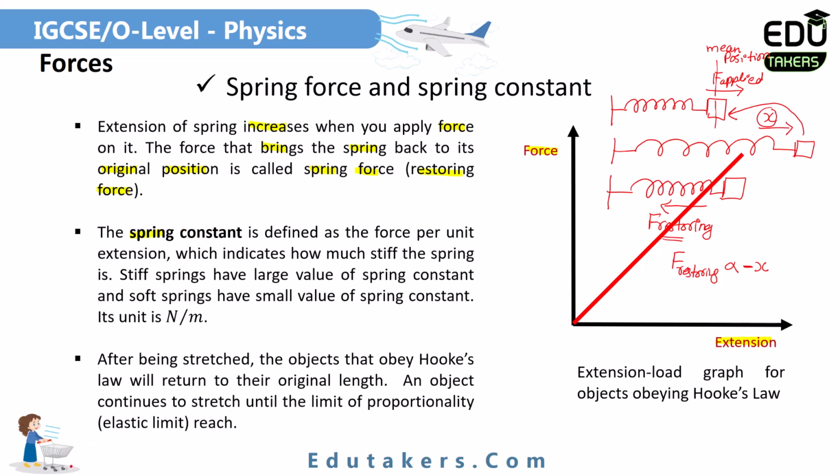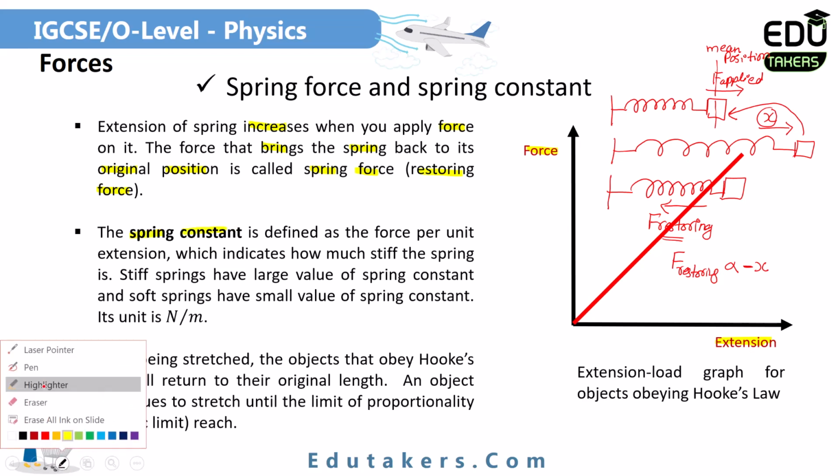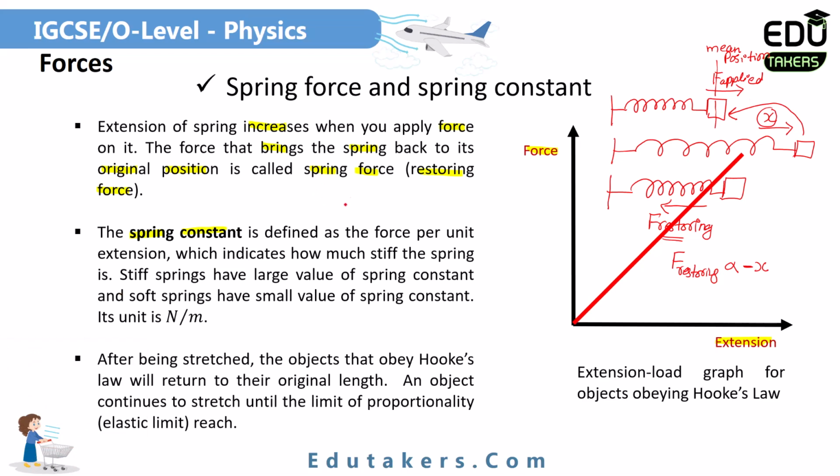How can you define the spring constant? According to the formula of Hooke's law, F is equal to Kx. If you find the value of K from here, it comes to be F over x. So K is equal to F over x. I can simply say that the spring constant is equal to force per unit extension. The same thing is given here.